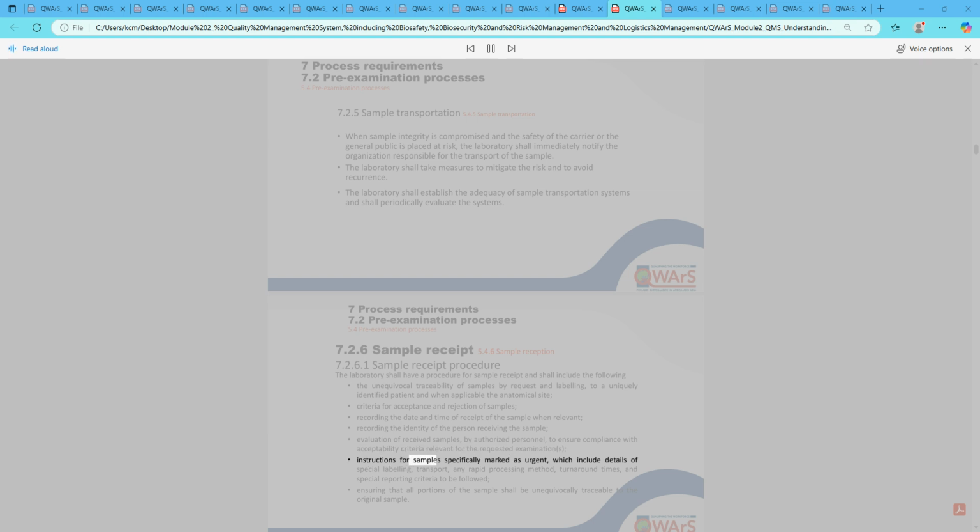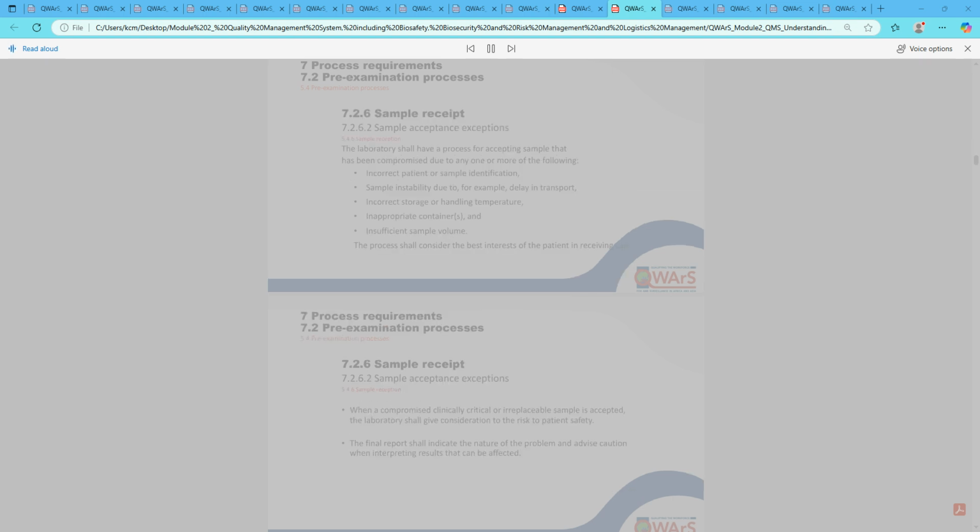Instructions for samples specifically marked as urgent, which include details of special labeling, transport, any rapid processing method, turnaround times, and special reporting criteria to be followed, ensuring that all portions of the sample shall be unequivocally traceable to the original sample. 7 Process requirements, 7.2 Pre-examination processes, 5.4 Pre-examination processes.